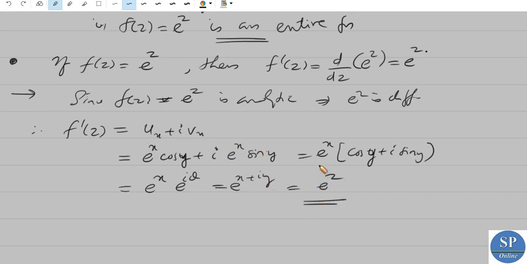So the derivative of the exponential function is nothing but the exponential function itself.